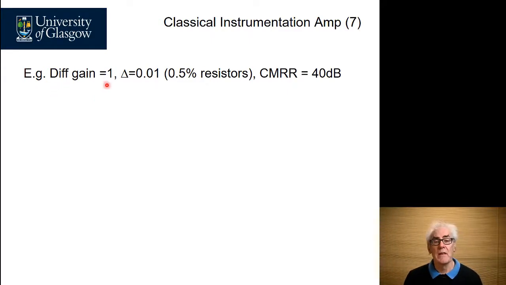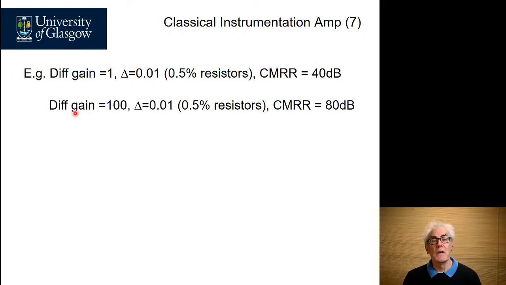If we have a differential gain of 1, in other words, the buffers and the amplifiers are connected as buffers, and we have 0.5% resistors, so we have a delta of 0.01, which is 2 times the tolerance, our common mode rejection ratio is about 40 dB, in other words 1 in 100. But if we were to increase our differential gain to 100 and keep the same value of resistors, our common mode rejection ratio increases 100 times. So instead of 1 in 100, it rises to 1 part in 10,000 as an error.